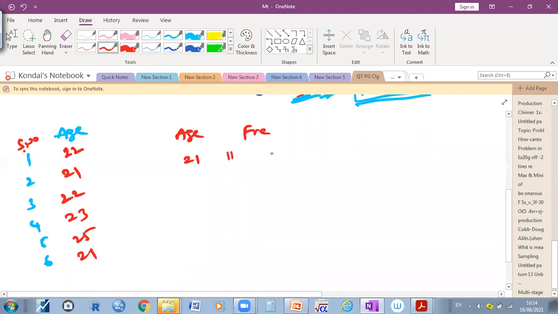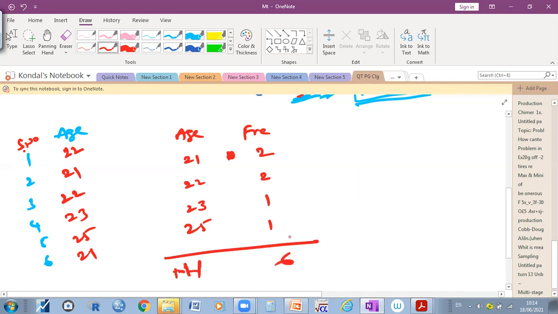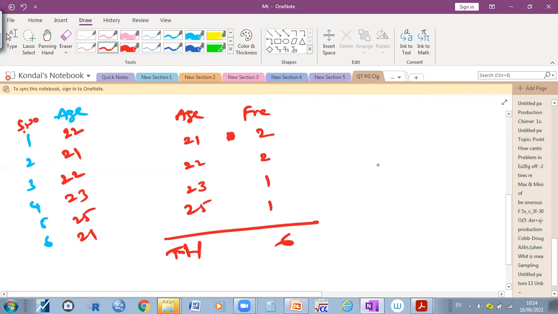Or if you don't want to write, nowadays we are not able to write tally numbers, so you can write 2. Then 22, how many are there? 2. Then 23, only 1. 25, only 1, right? So total is 6. Have you understood this frequency? Still? Yes, sir.